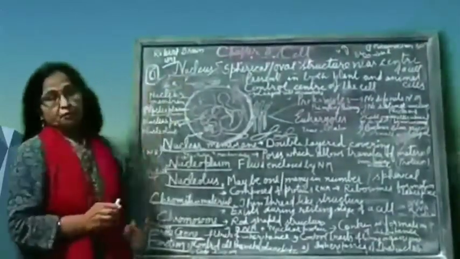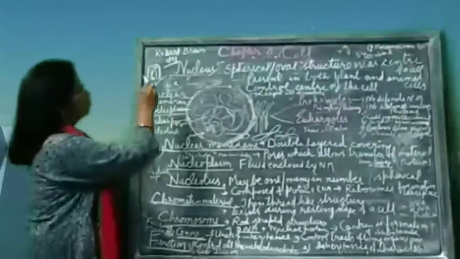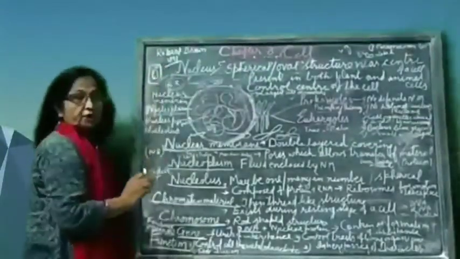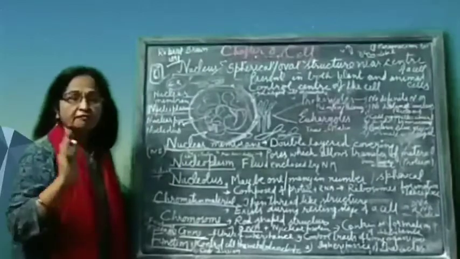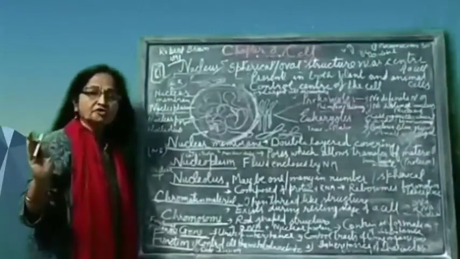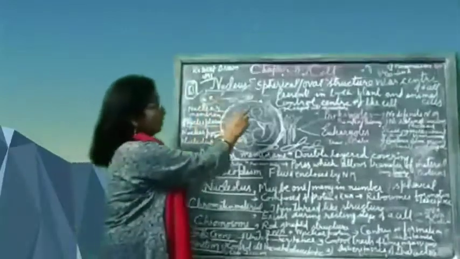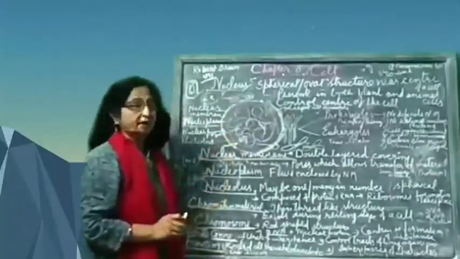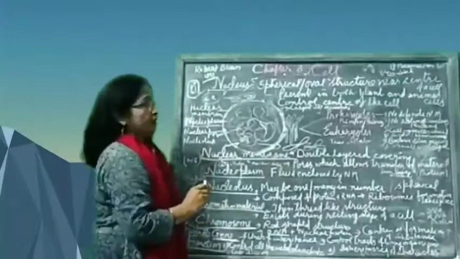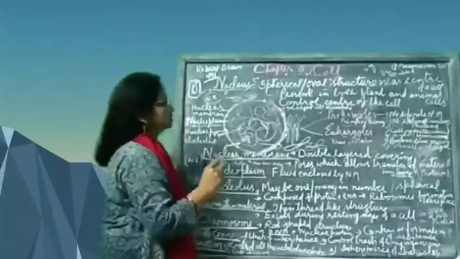So, discovery. Who discovered the nucleus? Robert Brown, in 1831, a long time after the cell. The cell was discovered in 1665. It is present in both plant and animal cells, and it is the largest cell structure.